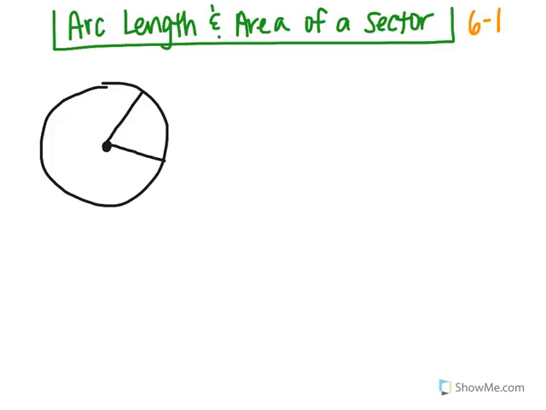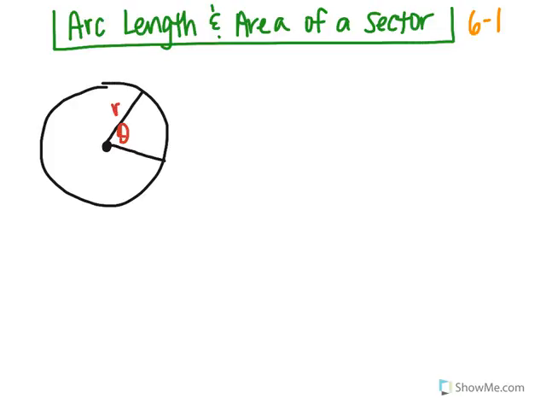In section 6-1, we're going to be talking about arc length and the area of a sector. You can think of a sector as a piece of pie. So what we have is an angle. It makes up some portion of the whole circle, so we're going to call that theta. And we have a radius of the circle, r.